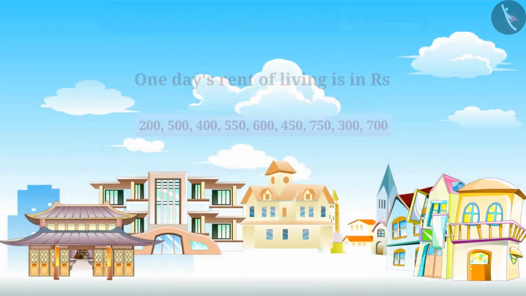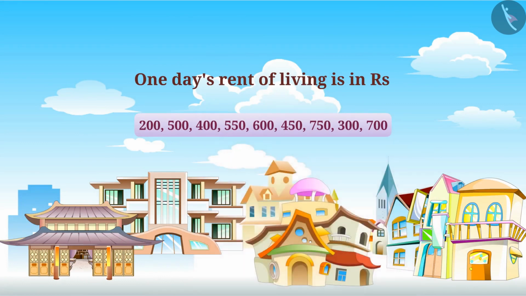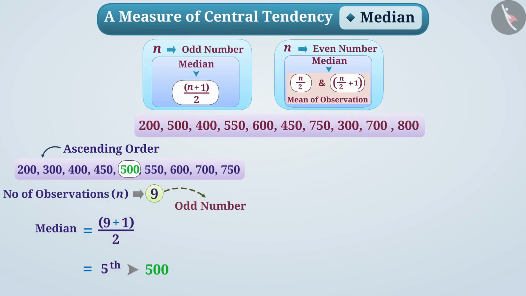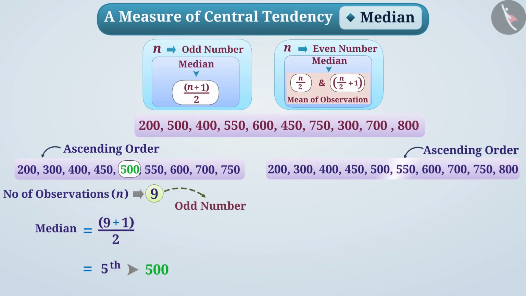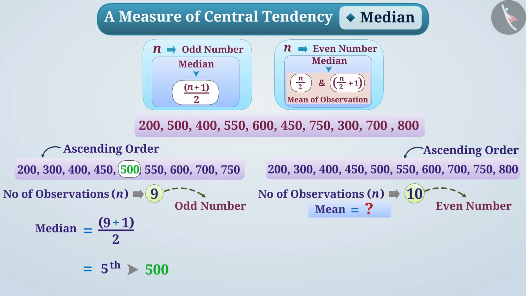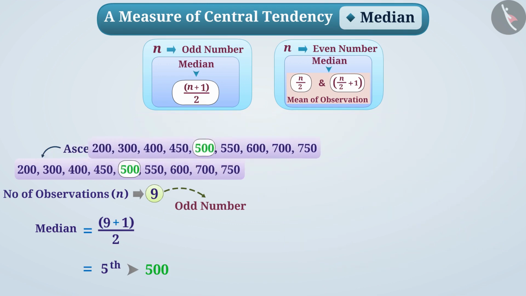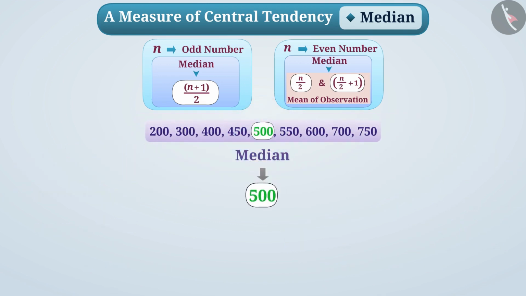Suppose a new hotel started in the same city whose one day stay is 800 rupees. Now, we can arrange all numbers in ascending order in this way. In this case, the number of observations will be 10, which is an even number. In this case, we get the mean of the 10 divided by 2, that is 5th, and 10 divided by 2 plus 1, that is 6th observation, which will be 525.